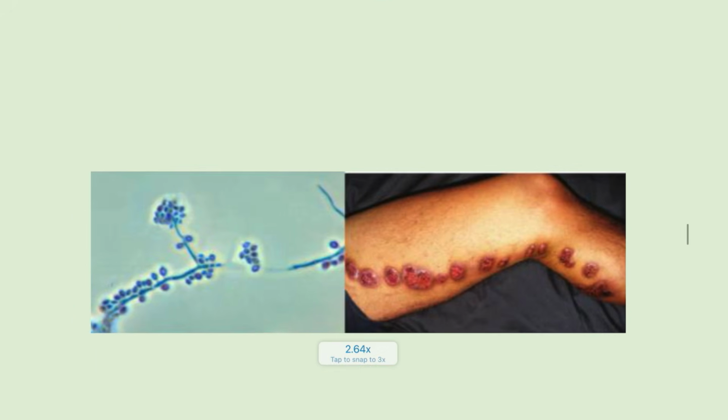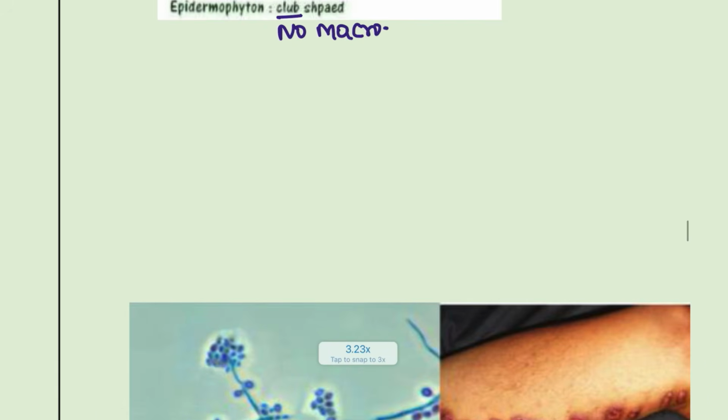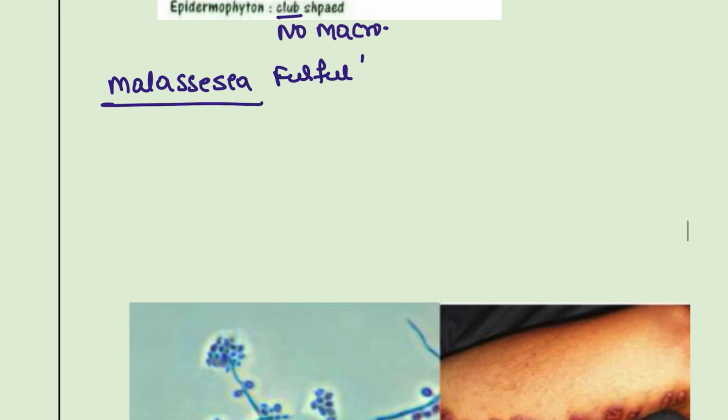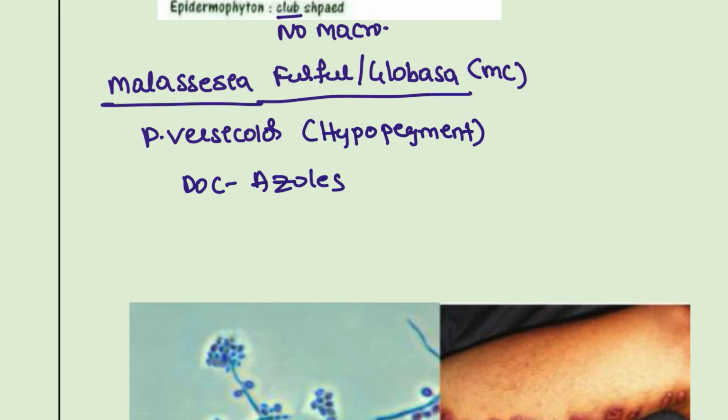Next, Malassezia species, most commonly furfur or globosa. Globosa is the most common. This can cause pityriasis versicolor, where hyperpigmented or hypopigmented patches will be seen. If the patient is associated with hypopigmentation, we can commonly use azoles as the treatment of choice.